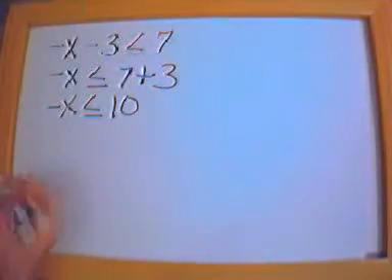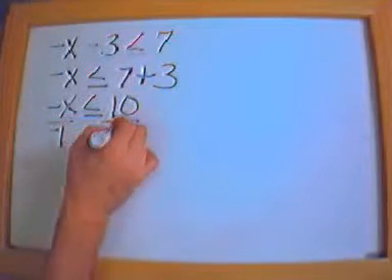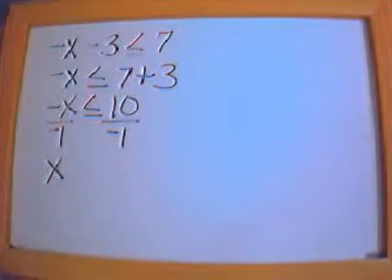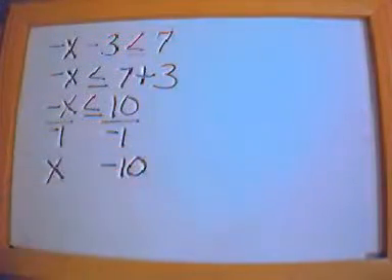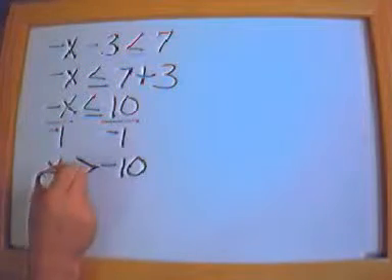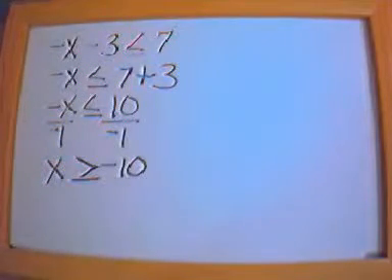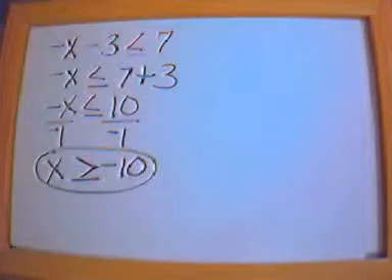So here I'm going to divide by negative 1. So I'm going to have x on the left. I'm going to have negative 10 on the right, because 10 divided by negative 1 is negative 10. But instead of the arrow going this way, I'm going to flip that arrow around and put it that way. Only then is the answer correct. X is less than or equal to negative 10.